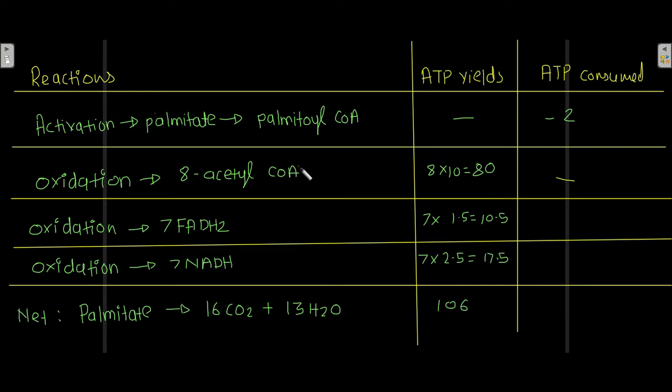Now this calculation assumes that mitochondrial oxidative phosphorylation produces 1.5 ATP per FADH2. One molecule of FADH2 will produce 1.5 ATP, and when NADH is oxidized, 2.5 ATP is produced per NADH molecule. This is the assumption that we are making during these calculations.